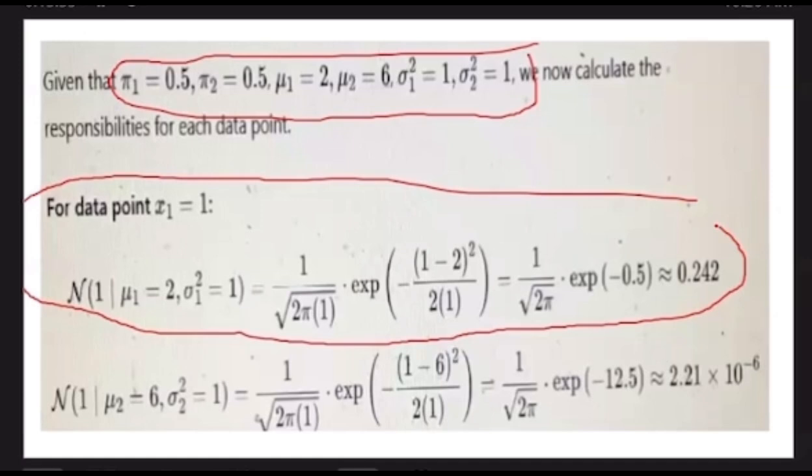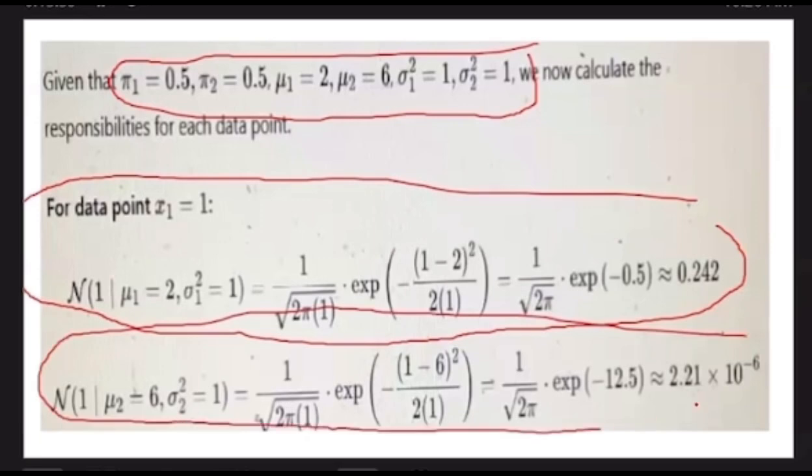Now, take a look at this. I repeated the same. Don't forget that for that particular data point, we're going to get it for cluster 1 and for cluster 2. Does that make sense? Any question? Everything fantastic, right? This is just the normal. Now, after getting the normal, you're going to get this for data point 2.